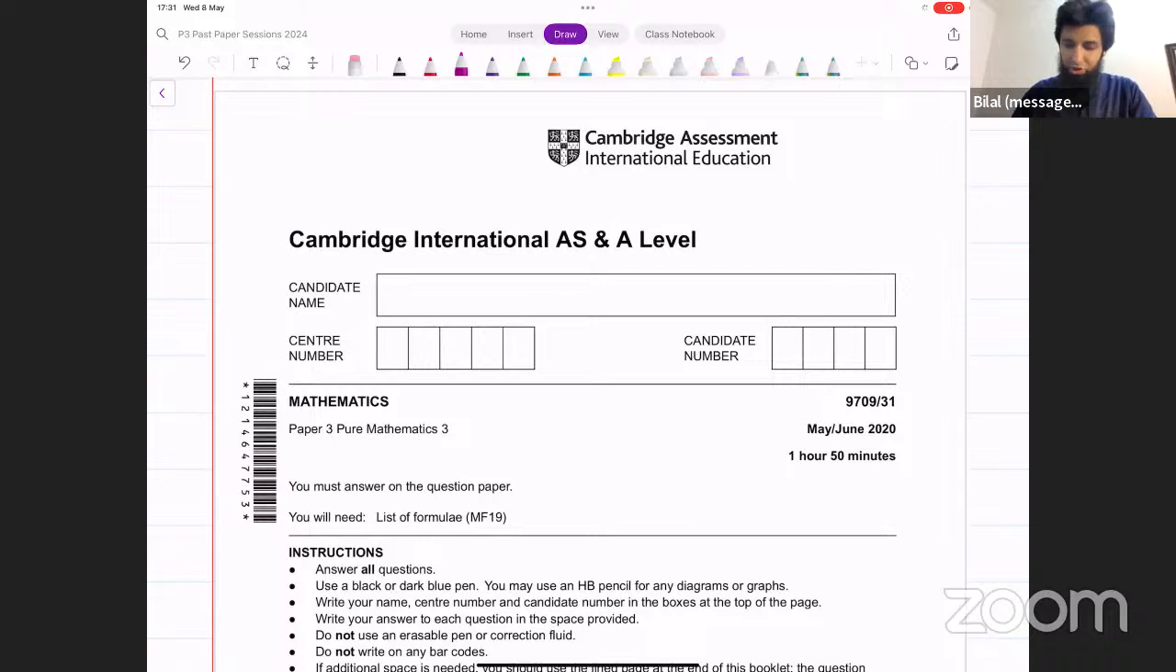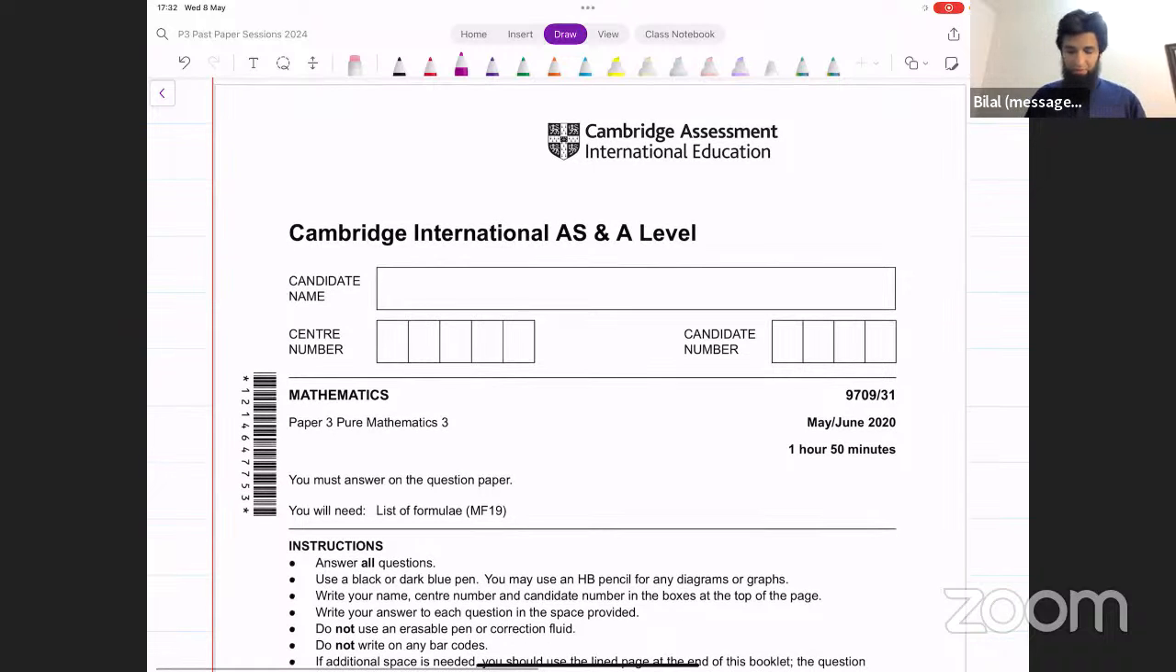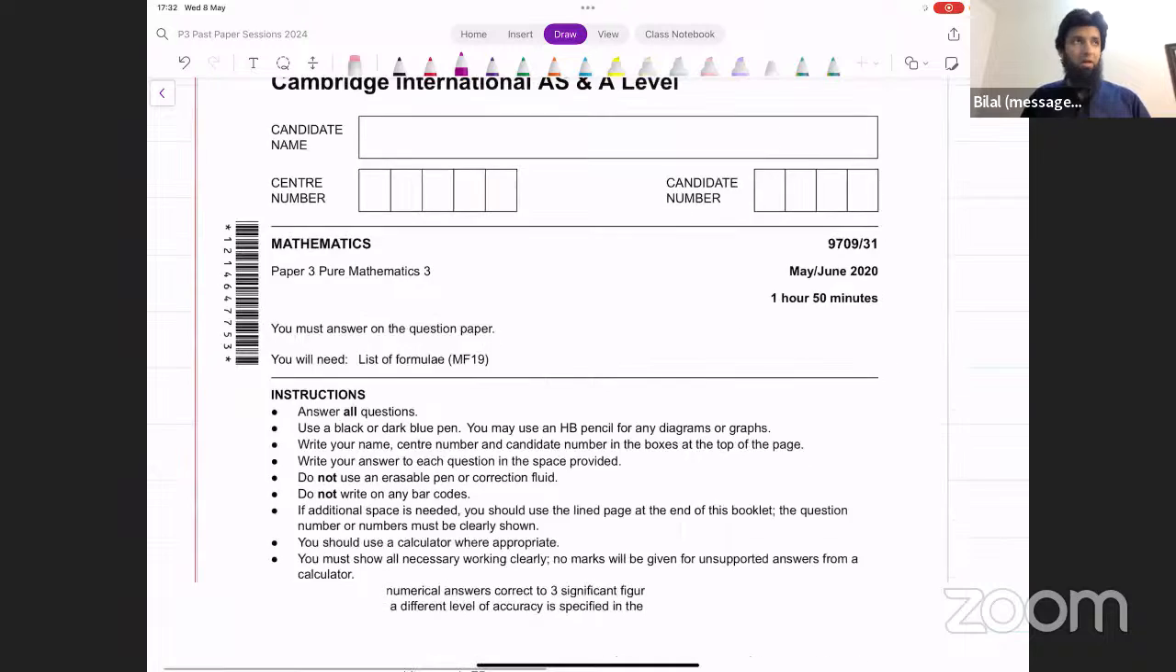Okay, let's begin then. June 2020, paper 3, variant 1. We're doing difficult questions from this paper. Okay, let's start with this.